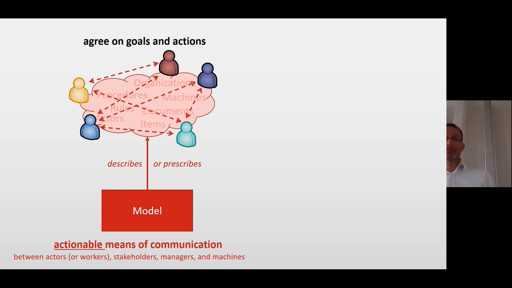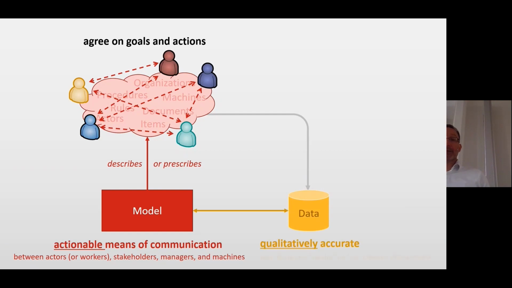We're creating these models to describe or even prescribe how to work as an actionable means of communication, right? So these models, that's what process management is really good at. They're not just a statistical model that nobody understands. It's a picture you can show to different people and they understand what's supposed to be happening. So this is crucial. The second thing that we need, and that agreeing on goals and actions relies on, is that we have data that is accurate. Not just accurate in a quantitative sense, but also in a qualitative sense. It has to reveal to us the relevant phenomena that are important.